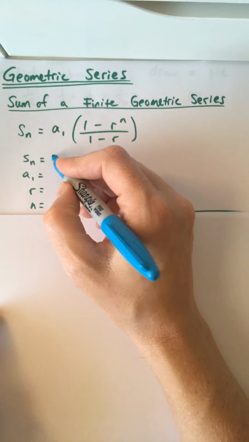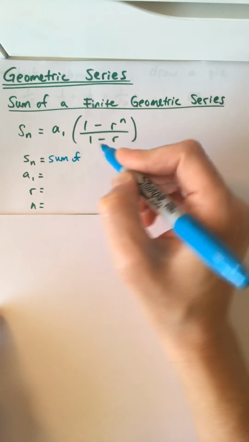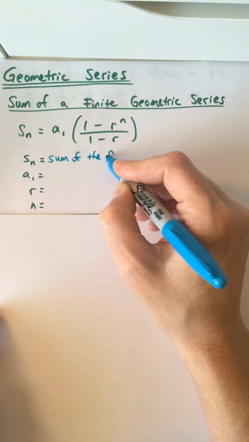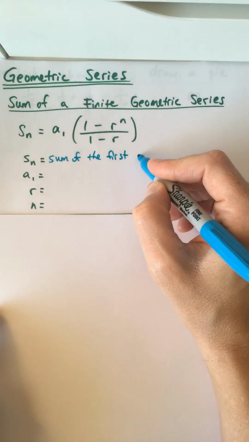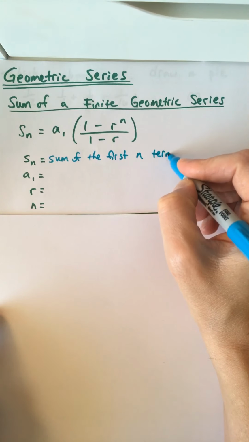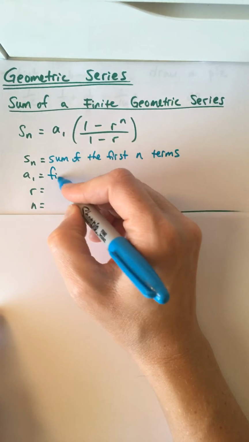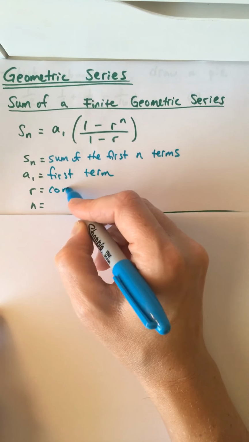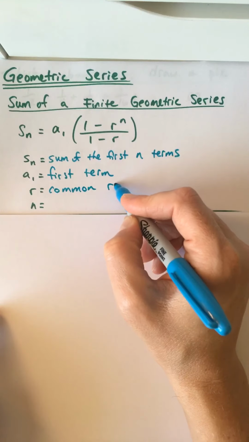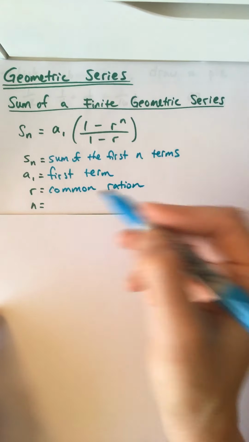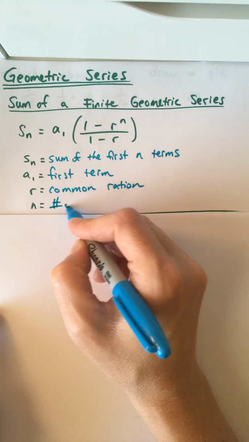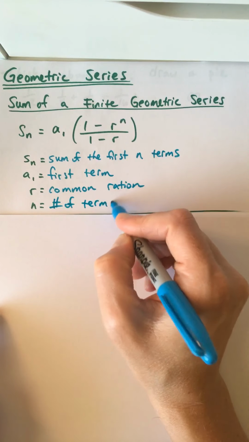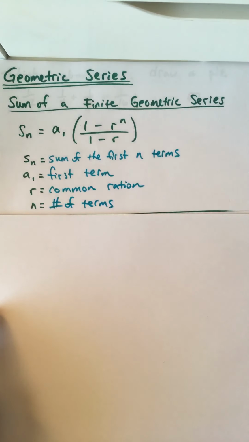S sub n means the sum of the first n terms. A1 means the first term. R is that common ratio, and n is just the number of terms. We can think of that as the counting mechanism.